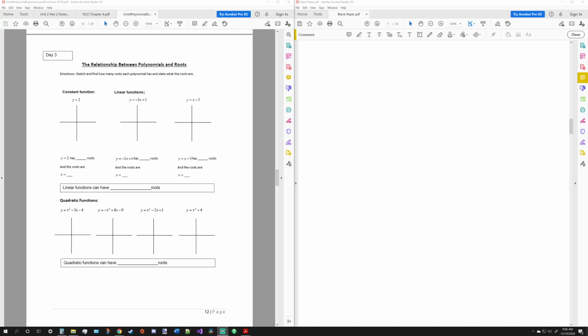All right, so day 3, that's page 12 in your notes. And we're going to talk about the relationship between polynomials and roots. Important to remember that roots are x-intercepts. So let's continue with roots of polynomials.